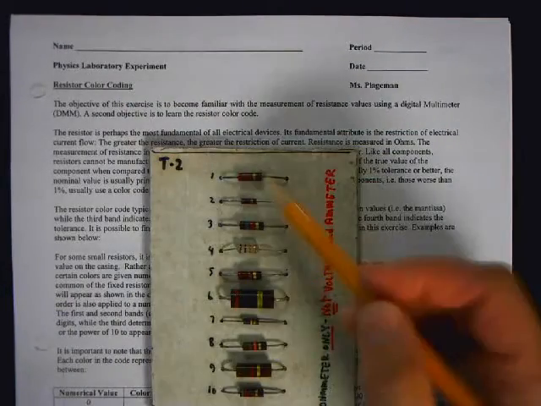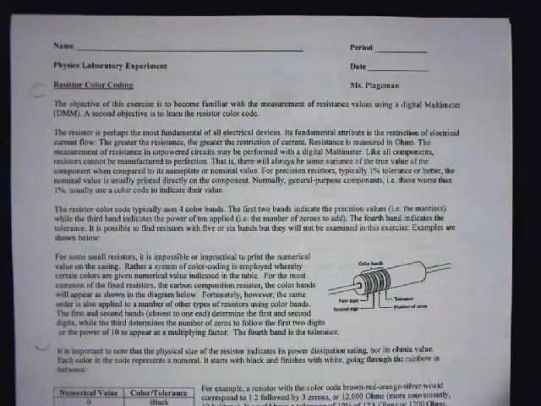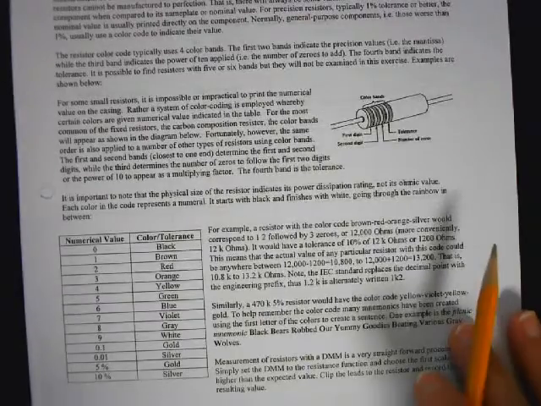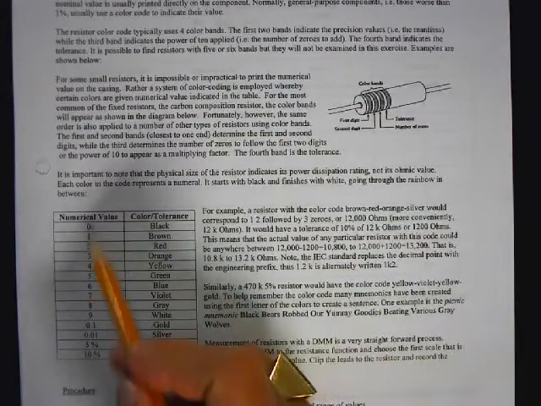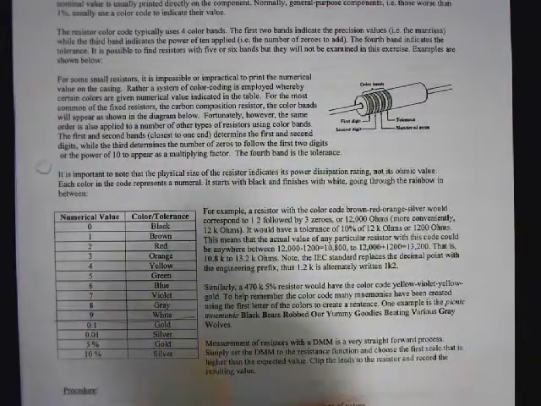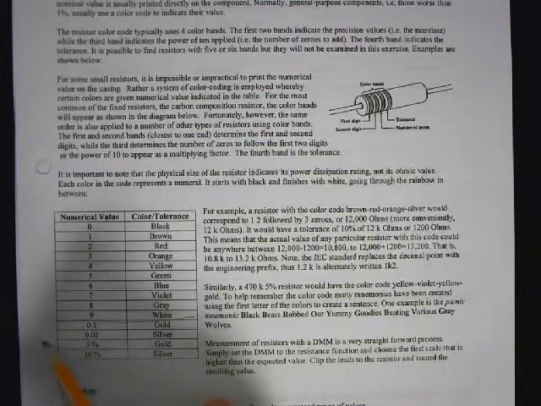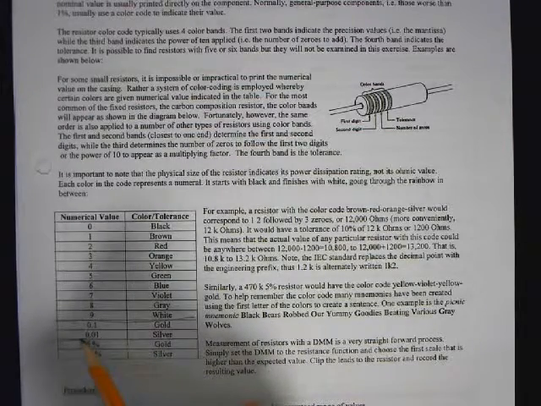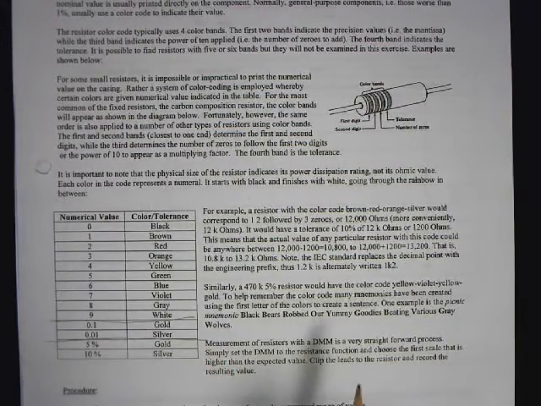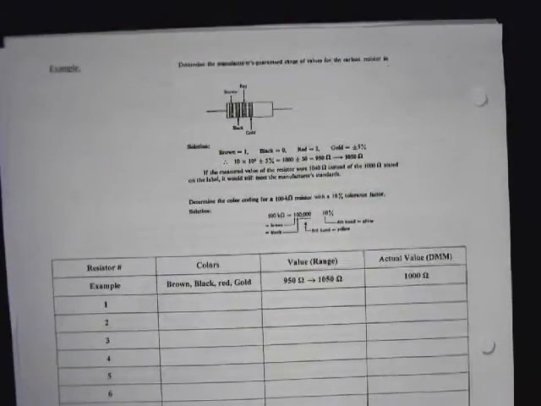Okay? So what we're going to do is, for these resistors, again, the color bands mean something. And there's the numerical code here. So 1 through 9 represents a color. Then the next set represents a power and then a tolerance. Okay? So let's go through this example here.